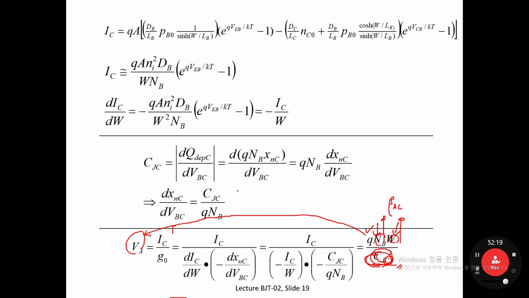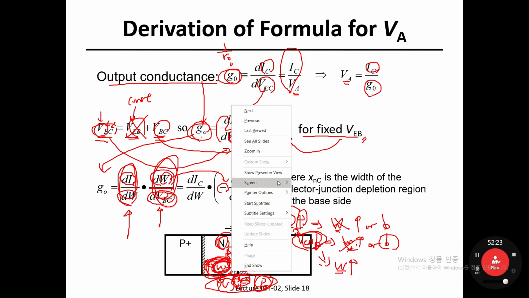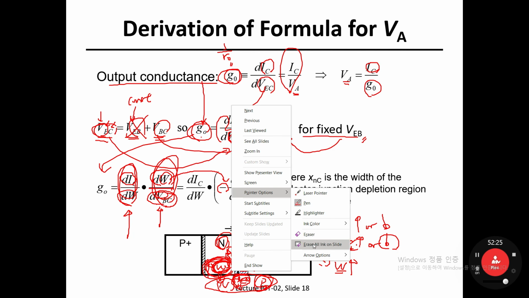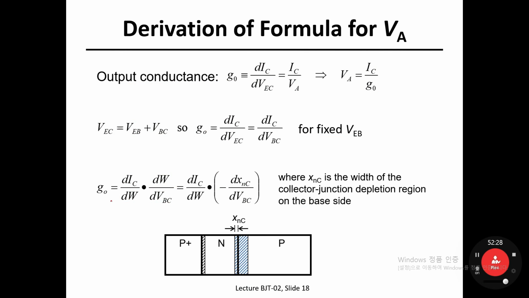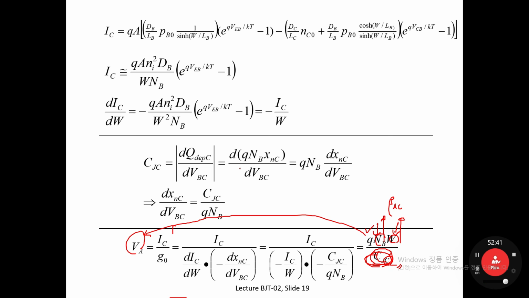All right. So now let me take a look here. We would like to know the full equation for the output conductance G naught. So we would like to look for the detailed equation for this guy and that guy. The first one, dIC, should be written with a full equation. How to get it?